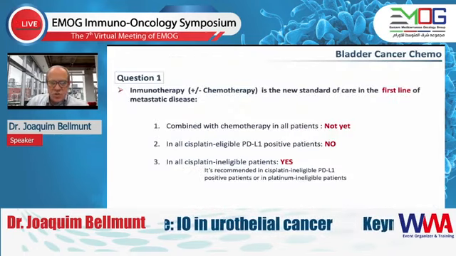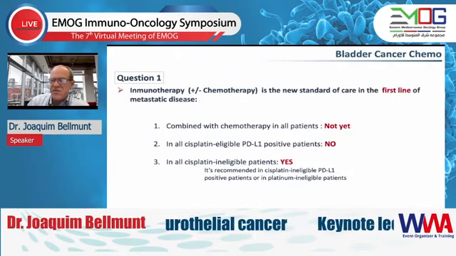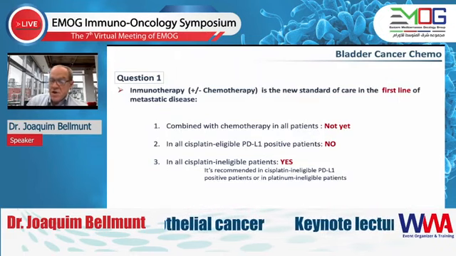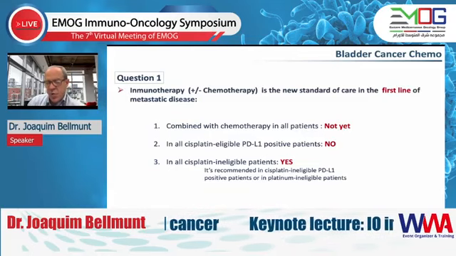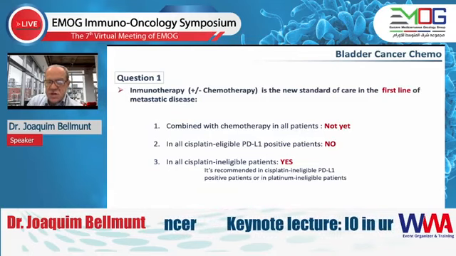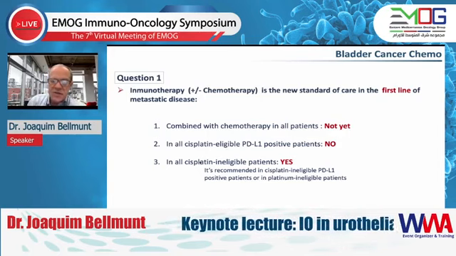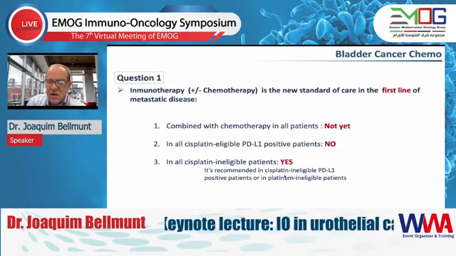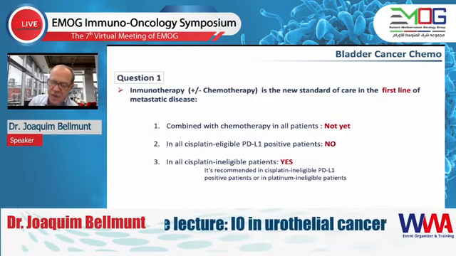So just to summarize a bit, immunotherapy plus or minus chemotherapy, is this a new standard of care in first line? So not yet. We need to wait for the final overall survival for the IMvigor130. In all cisplatin eligible PD-L1, no. Only in cisplatin ineligible patients, maybe there is a role for immunotherapy, and we know that atezolizumab and pembrolizumab are drugs being approved.